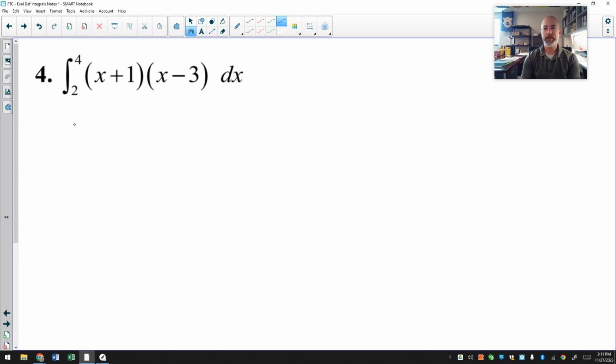I'm simply going to expand this. I'm going to change this to the antiderivative from 2 to 4, and I'm going to FOIL that out. x squared minus 2x minus 3. And in expanding that, I turned it into a very nice, convenient power rule antiderivative. So that'll be x cubed over 3 minus the antiderivative of 2x, which would be x squared, minus the antiderivative of 3, which is 3x. We'll forget the plus c, and we'll evaluate this from 2 to 4.